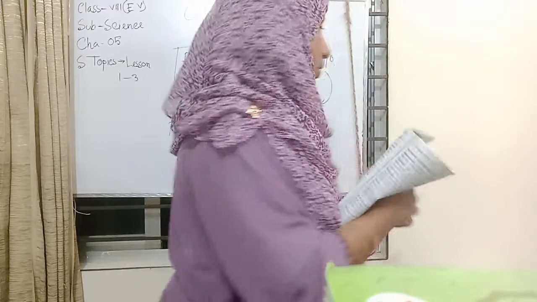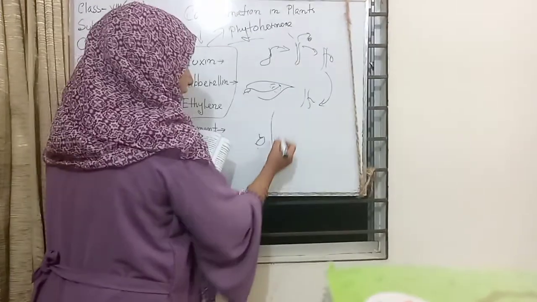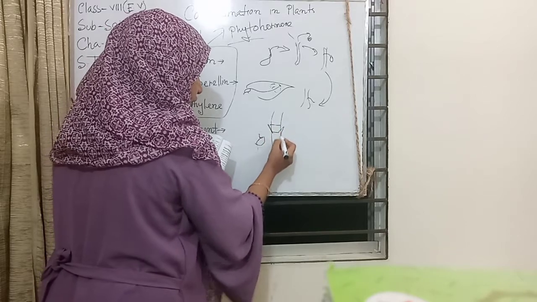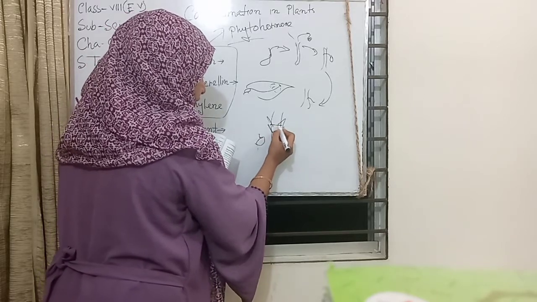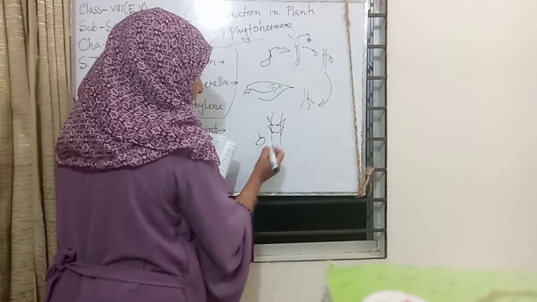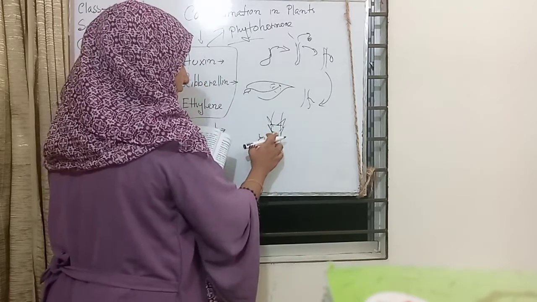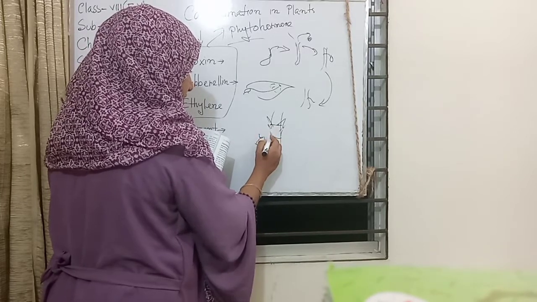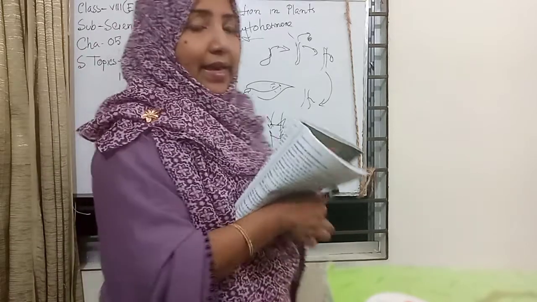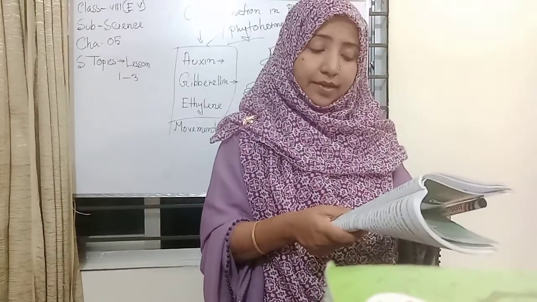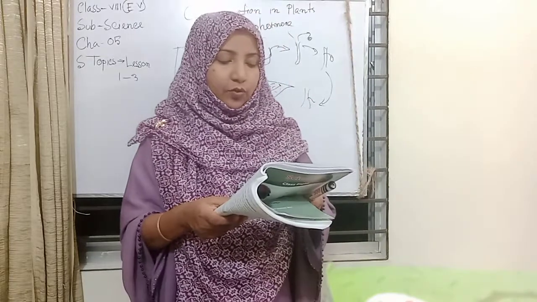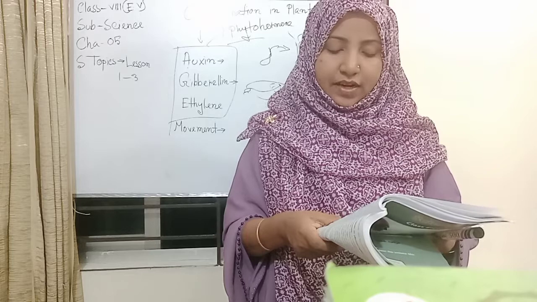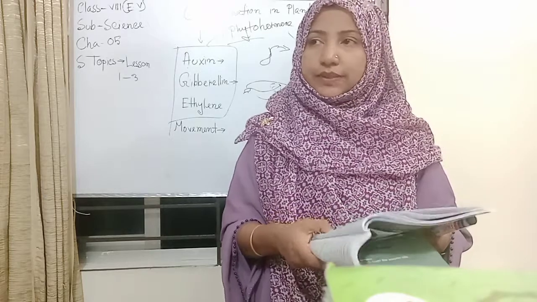I also draw the figure. Just suppose it's a tree and it has nodes. This structure is the node and this structure is the internode. When gibberellin is applied, the growth height increases, my dear students. For this reason, when applied to a dwarf plant, it grows in height. Again, gibberellins are known to overcome the dormancy of seeds.